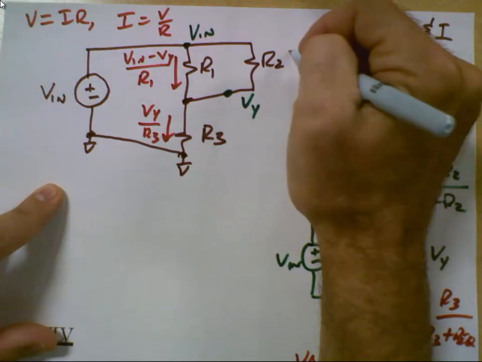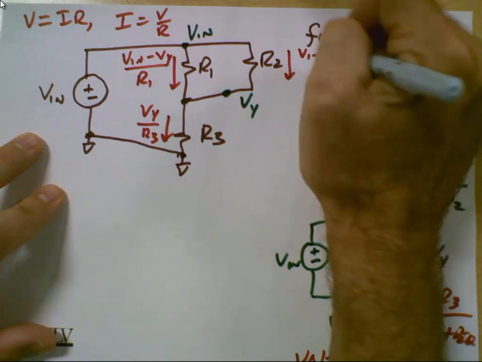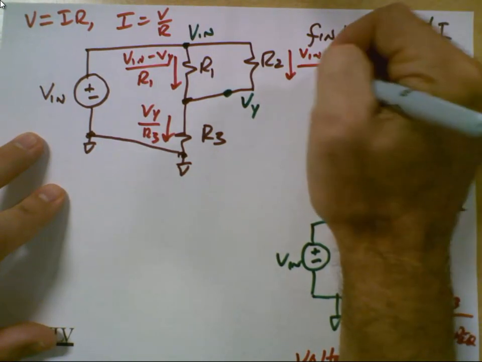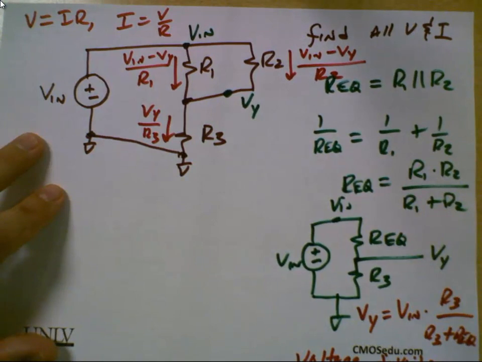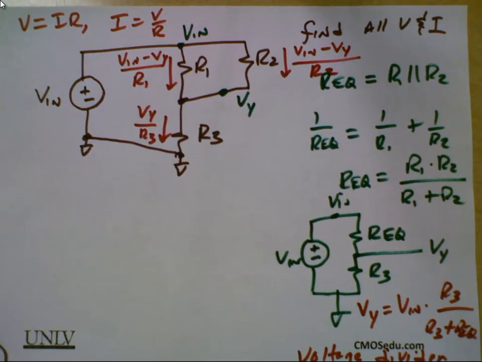What's the current through here? VN minus VY over R2. Does anybody not follow that, or does anybody follow that? Nobody follows it? Lay it on me.